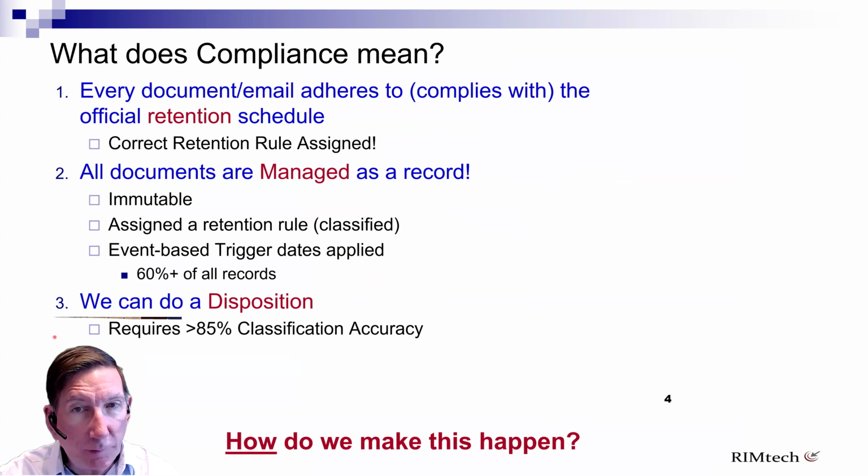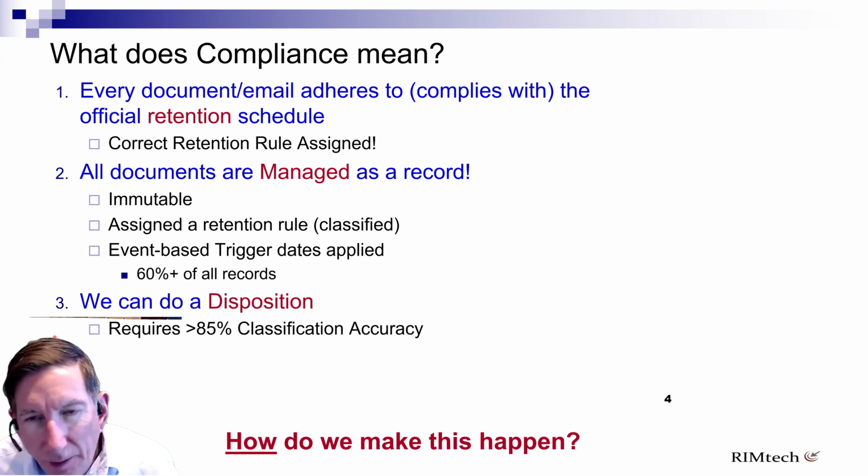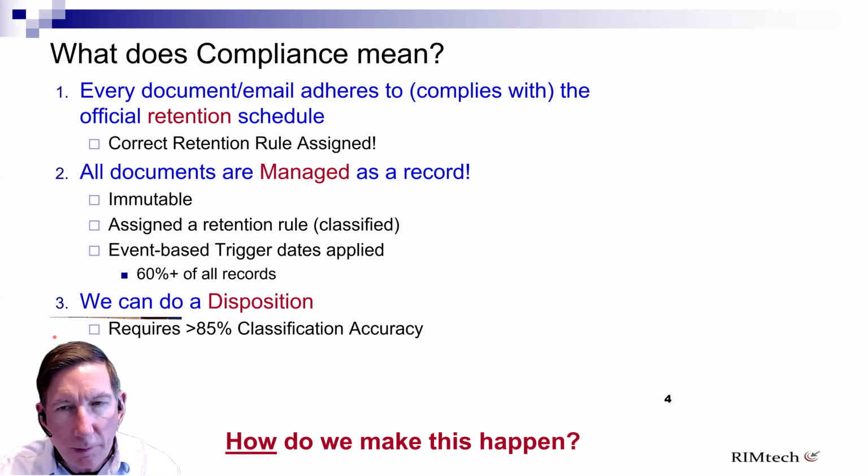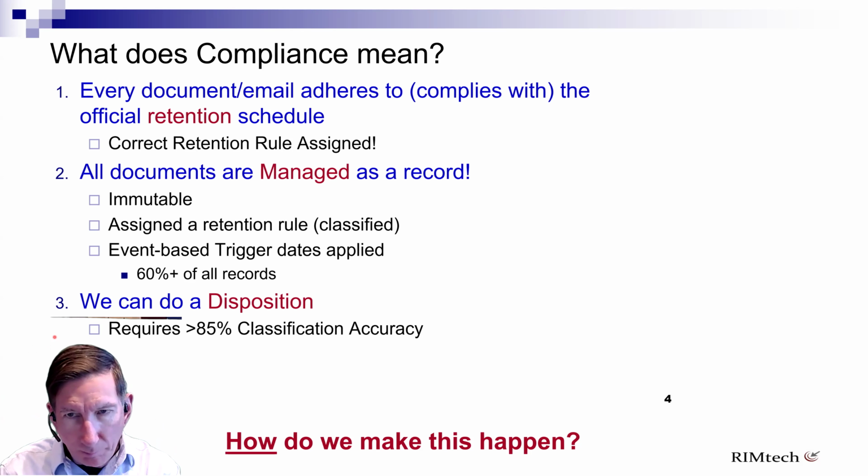And that in turn means three things. Number one is the document is immutable. It cannot be edited or deleted throughout its lifetime until it reaches its end of its life cycle. It means that the document has had a proper, appropriate retention rule applied to it. And the third thing is that in the case of about 60% or more of all records, the retention rule is being applied typically based on an event trigger, and those event dates have to be existing in the software somewhere so that the retention rule can be run properly. So those are the three characteristics of being managed as a record.